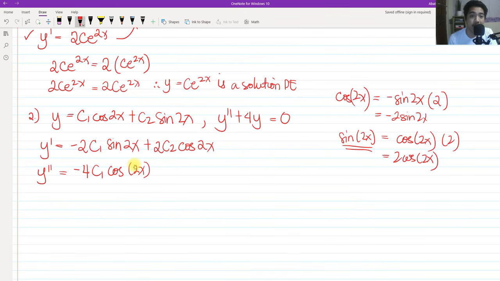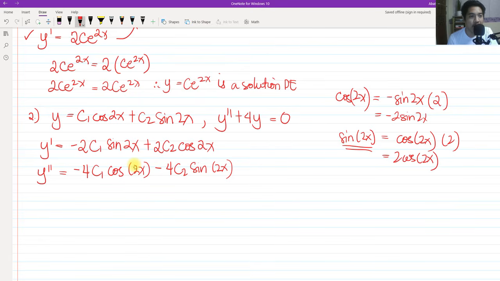And of course, the same thing happens here. It's just that this cosine would become negative, because the derivative of cosine has a negative sign. So this would be multiplied again by 2. So this becomes 4c sub 2 sine of 2x. So the negative sign, we place it here, okay? Because of the derivative of cosine.